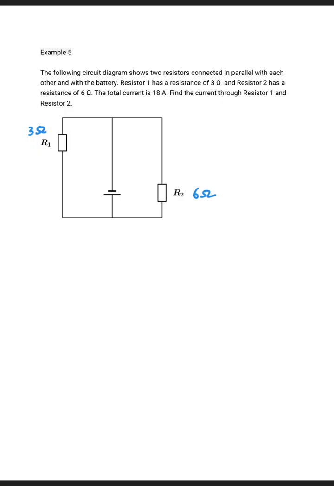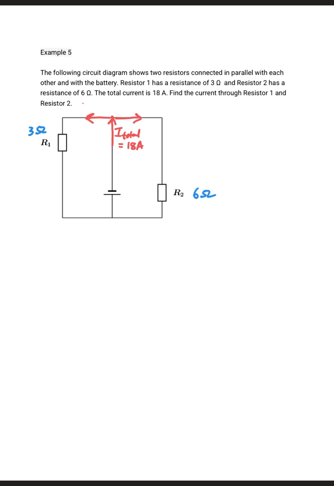So we are going to find the current through resistor 1 and resistor 2. So this is what we are going to do. We can see that the total current comes from the battery. So this arrow represents the total current, I total, which is equal to 18 amperes. When this current reaches this junction, it's going to be divided. One current is going to move in this direction, and the other current is going to move in this direction.